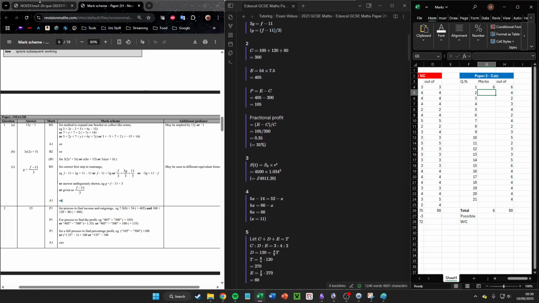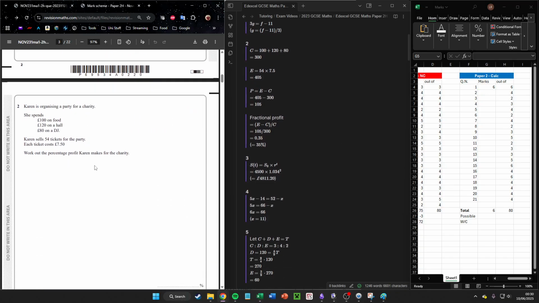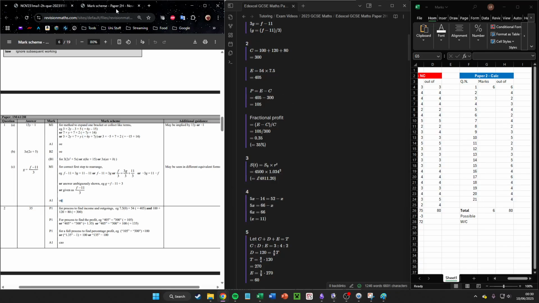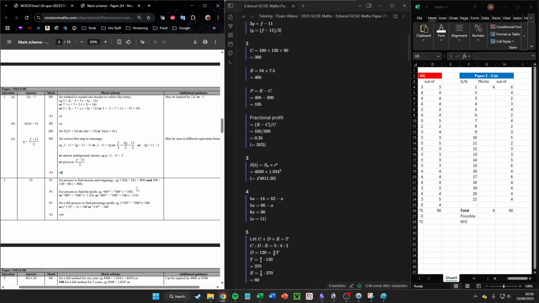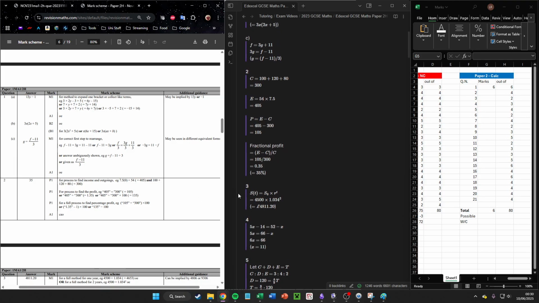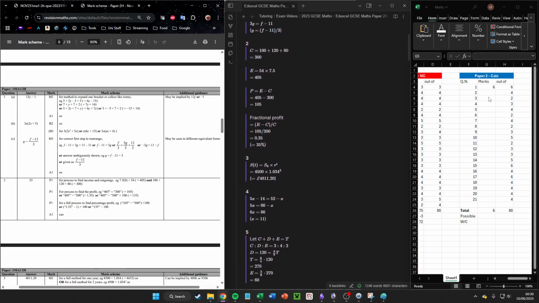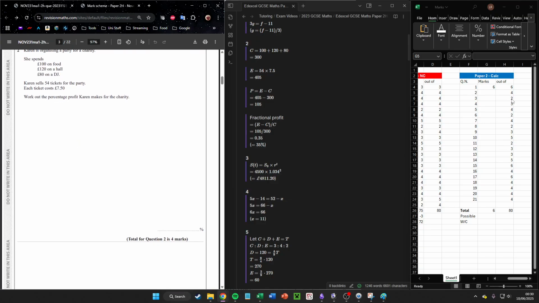Okay, we'll move on. Question 2 was just looking at a percentage profit made, and this is the method I used here. The answer was 35%. Ingoings and outgoings I calculated here and here. Found profit, which was 105. Where is 105? 105, yep. And then percentage profit, quite simply there. So that's going to be 4 marks. Is that all question 2? Yeah, 4 marks from question 2.